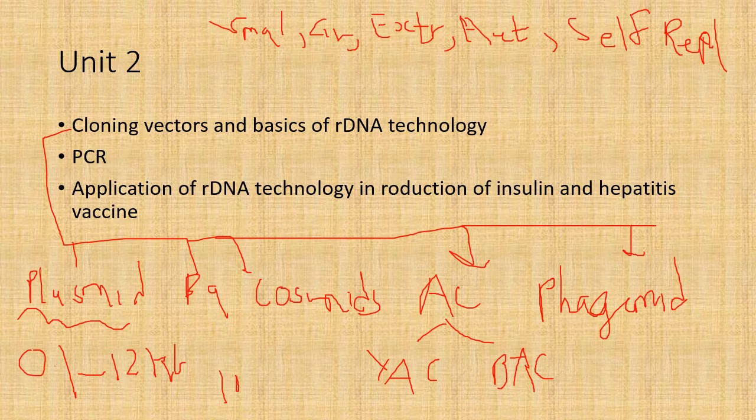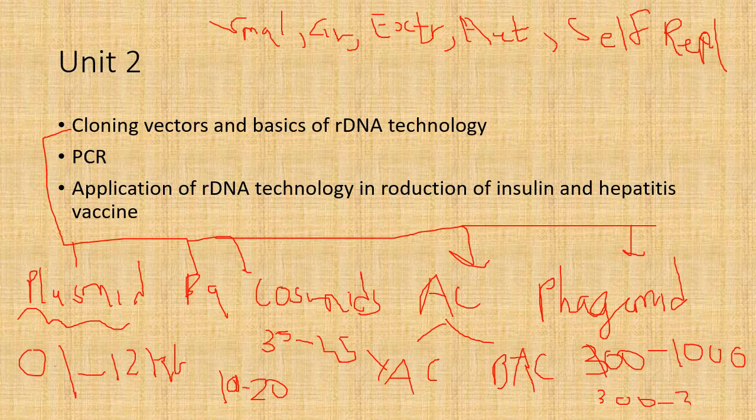Speaking about the bacteriophage, it has a capacity of around 10 to 20 kilo base pairs. The cosmids have a capacity of about 35 to 45 kilo base pairs. But YAC and BAC have a capacity of 100 to 1000, or 300 to even 3000 sometimes, kilo base pairs.